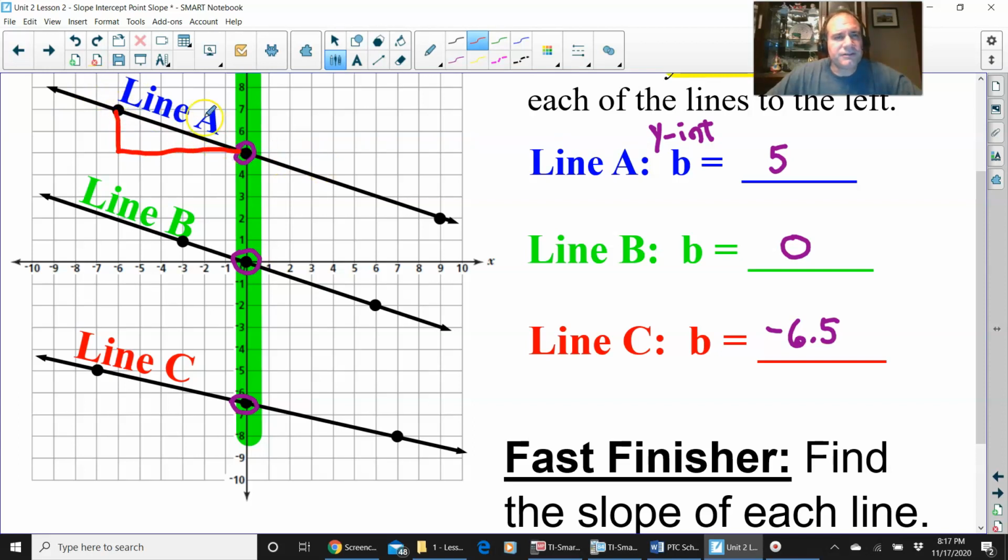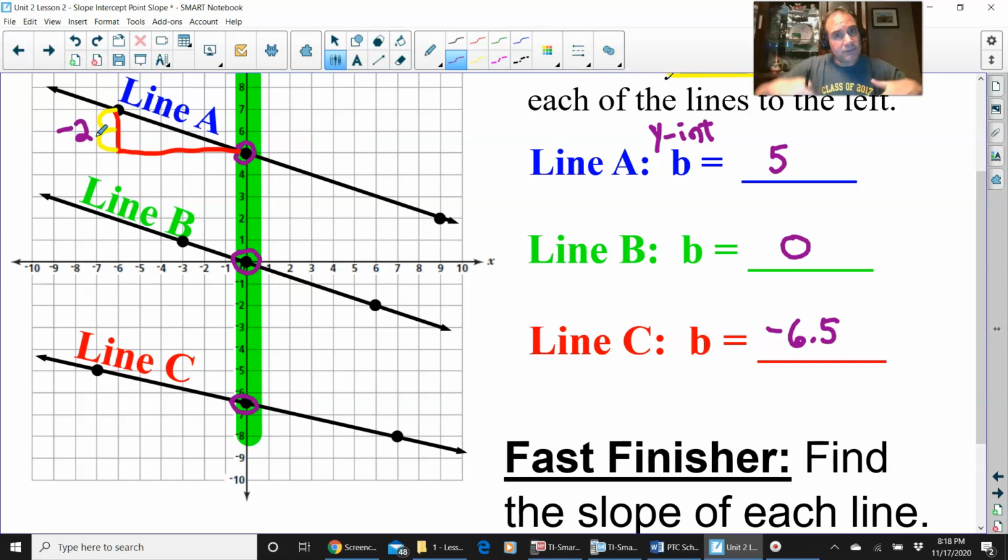I already know this is a negative slope because it goes down from left to right. Line B is going down, and line C goes down as well. So I am going to count now how much I went down. And if you see that, that is 2. And since I went down, I'm going to put a -2.